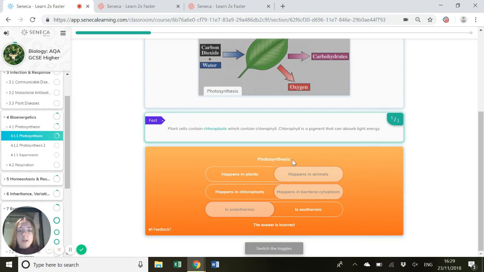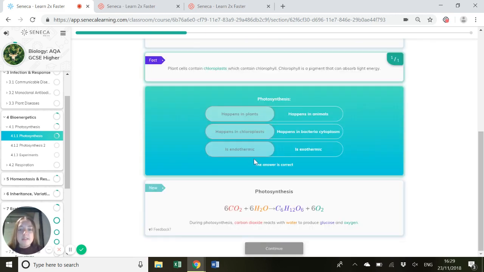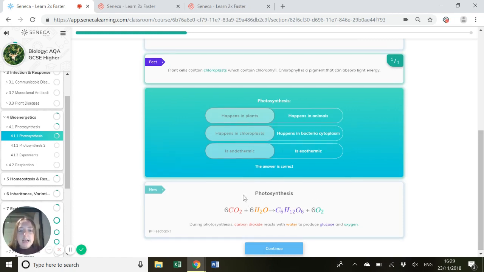So let's see what is true about photosynthesis. It doesn't happen in animals, it happens in plants, and it happens in the chloroplasts, and it's endothermic because it needs energy. And so this is the reaction here for photosynthesis. So photosynthesis is 6CO2, which is carbon dioxide, plus 6H2O, which is water, goes to C6H12O6, which is glucose, and 6O2, which is oxygen. So carbon dioxide reacts with water to produce glucose, which is a carbohydrate, and oxygen gas.